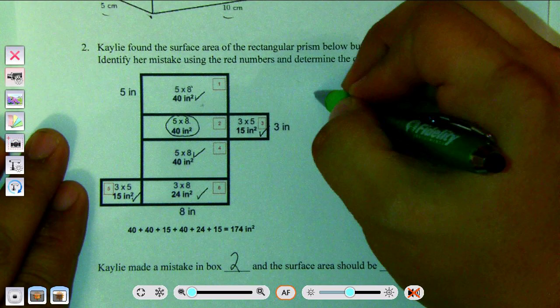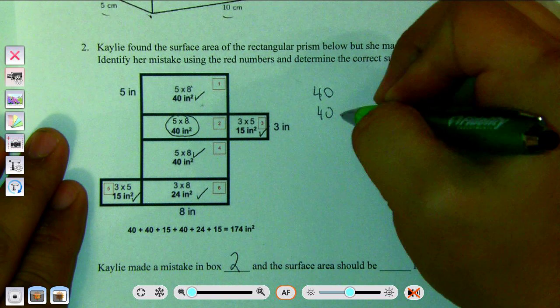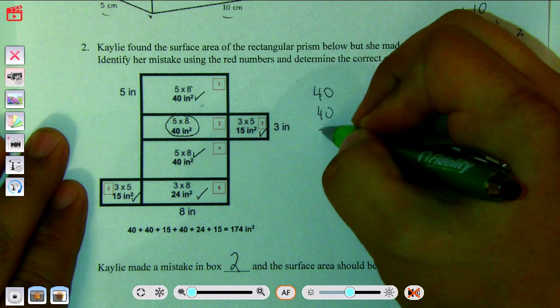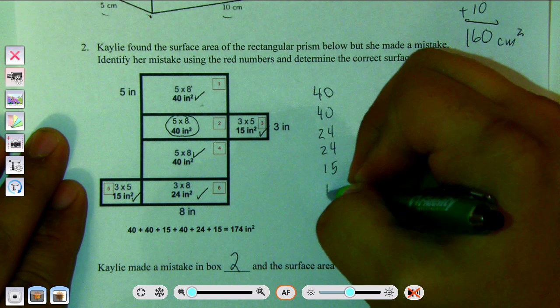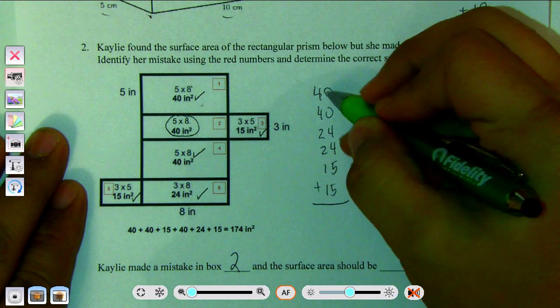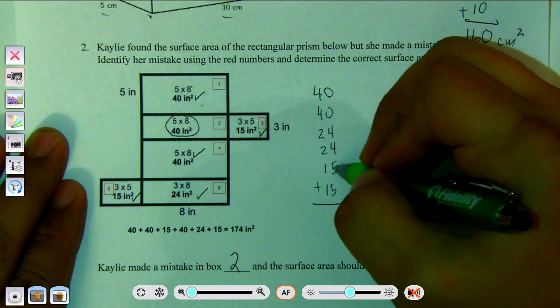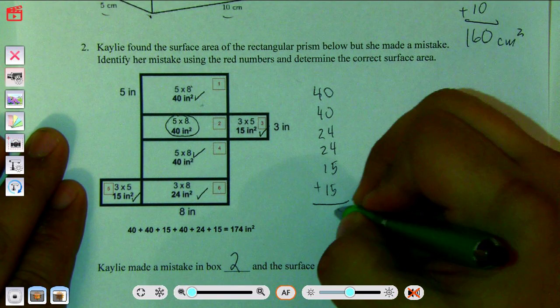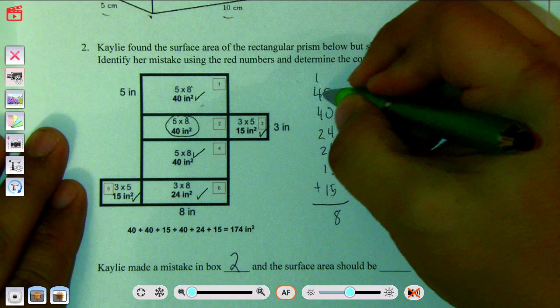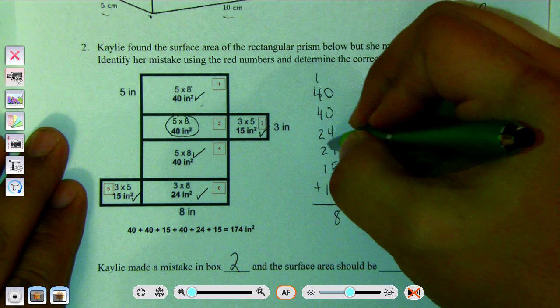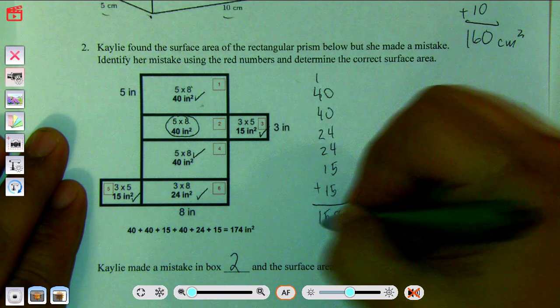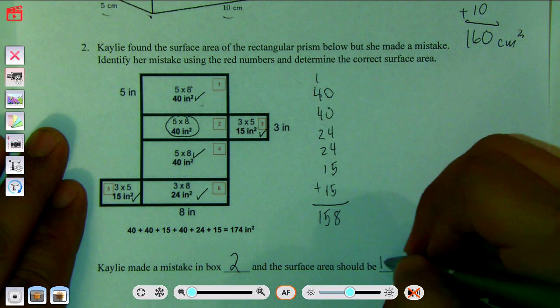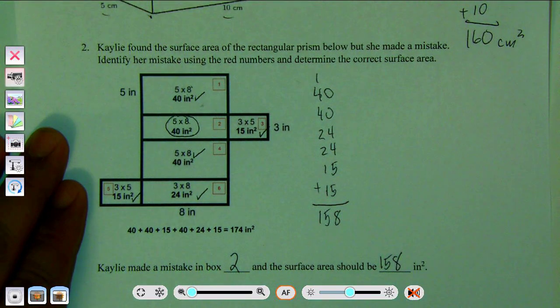So the surface area should be two 40s, two 24s, and two 15s all added together. So 4, 8, 13, 18, 1, 5, 9, 11, 13, 14, 15. We should have 158 square inches instead of the 174.